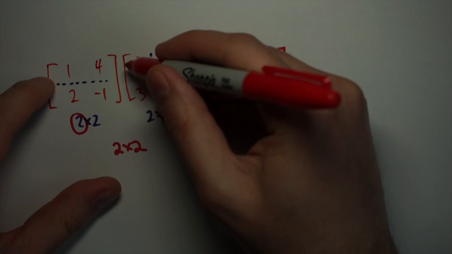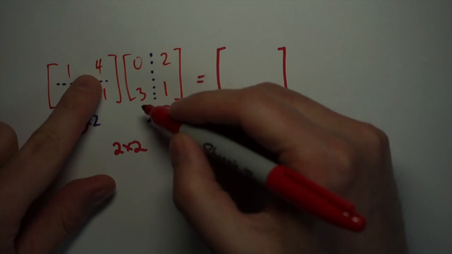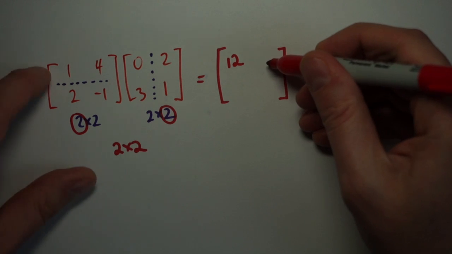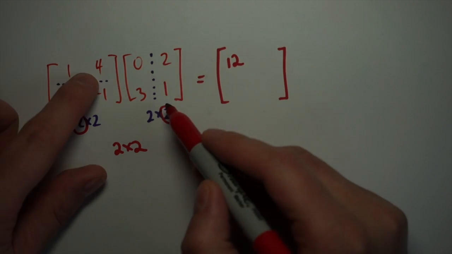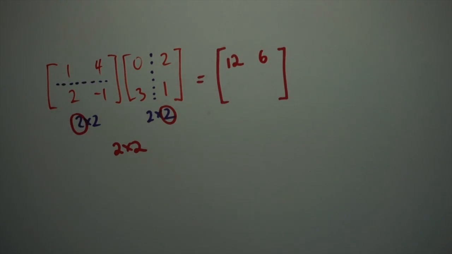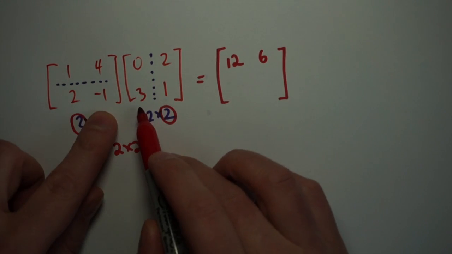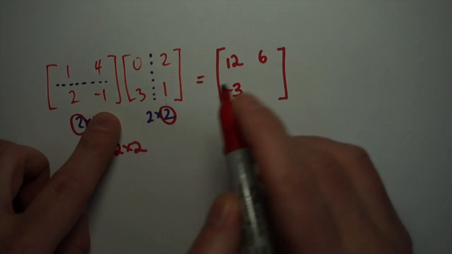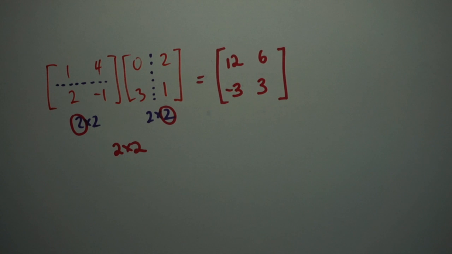So my upper left spot is going to be first row by first column. That'll be 0 plus 12, so 12. My next spot will be the first row by the second column. 2 plus 4 is 6. If we take 0 minus 3, that'll go in the spot here. And then 4 minus 1 will be 3, which will go in the spot here.